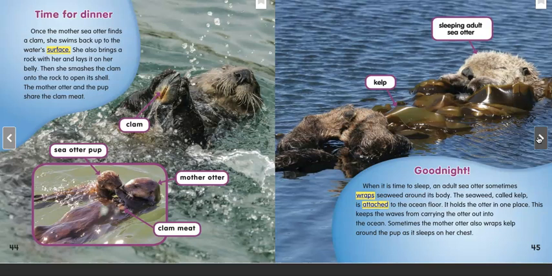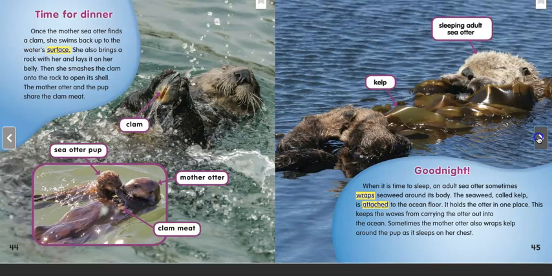Good night. When it is time to sleep, an adult sea otter sometimes wraps seaweed around its body. The seaweed, called kelp, is attached to the ocean floor. It holds the otter in one place. This keeps the waves from carrying the otter out into the ocean. Sometimes the mother otter also wraps kelp around the pup as it sleeps on her chest. The captions on this page show us the kelp and the sleeping adult sea otter.